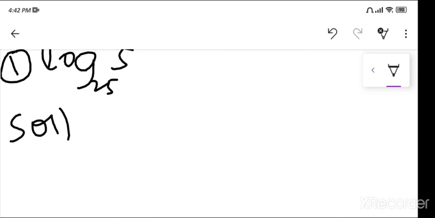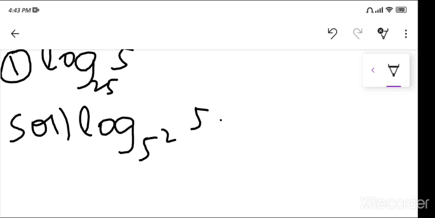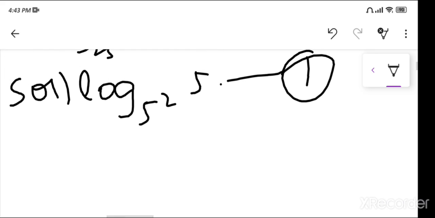When the number is a perfect square or cube, you need to convert it into a perfect square or cube. So 5 square. Alright, nice. This is the first step. Then you take this behind the log.